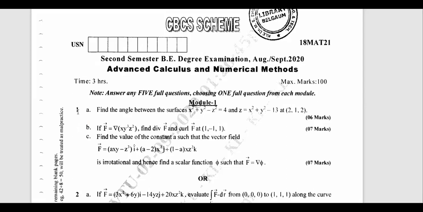So that one idea you will get about the question paper. Question number 1b, you just write down. I dictate: if F bar is equal to del of x y cube z square, find divergence of F and curl of F at (1, -1, 1). Okay, I'll give you some time. Start solving it.